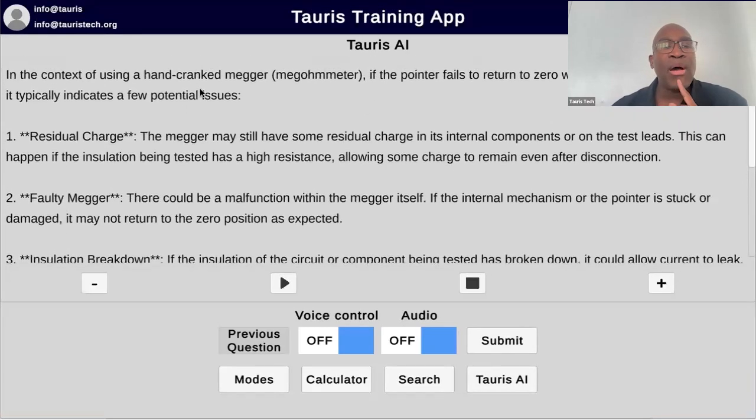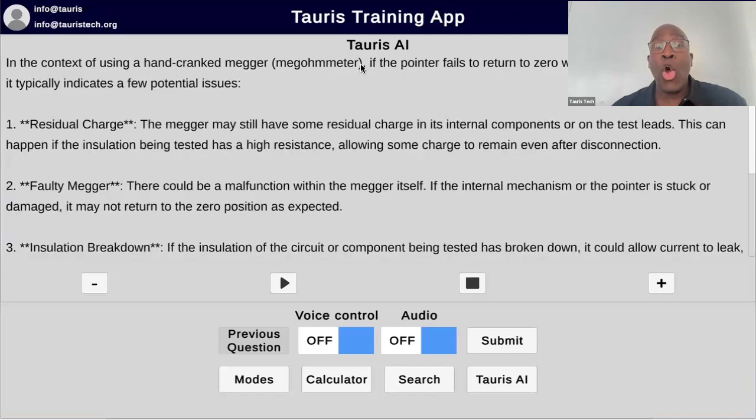All right, so it's talking about the hand crank mega ohm meter. The pointer fails to return to zero. It could be a couple of different issues.